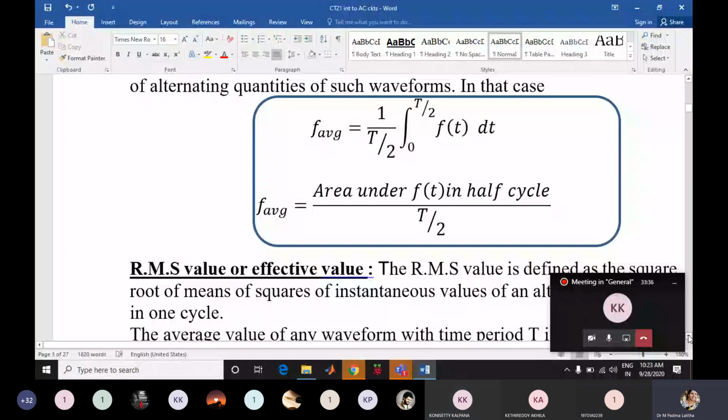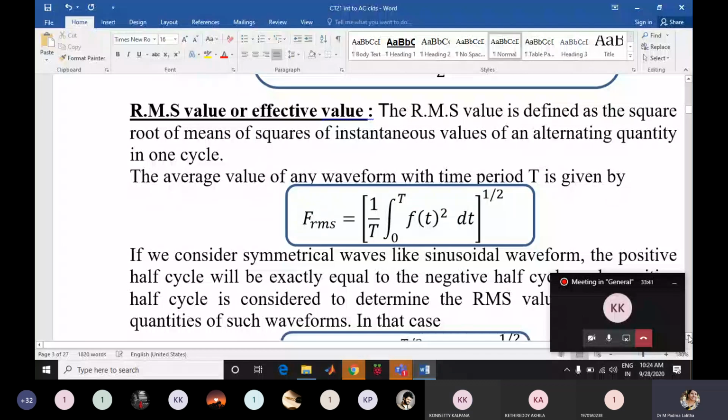The next definition is the RMS value. It is also known as the effective value. So what is this RMS value? It is defined as the square root of the mean, that means average. Square root of the average of the squares of the instantaneous values. So average value is directly the average of instantaneous values, while the RMS value is the square root of the average of the squares of instantaneous values. This is known as the effective value or RMS value.